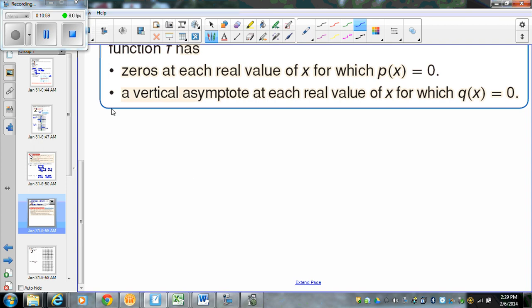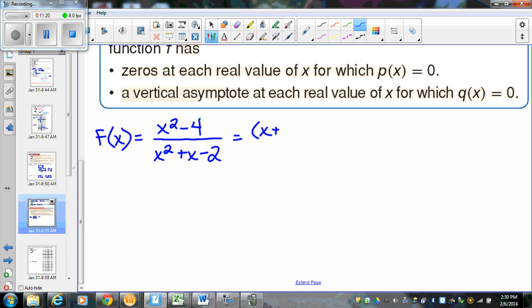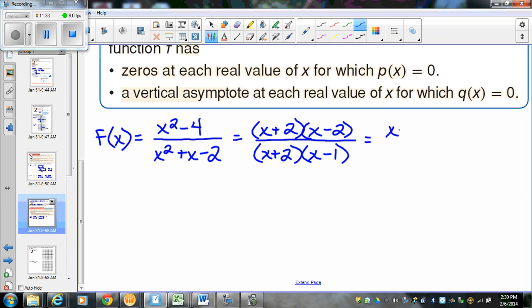Now, let me make a point about that. It's only about the factors that they don't have in common. So, for example, if I had f of x equals x squared minus 4 over x squared plus x minus 2, this will factor to x plus 2 times x minus 2 over x plus 2 times x minus 1. So when I'm trying to find the zeros and the vertical asymptotes, I only focus on the factors that they do not have in common.